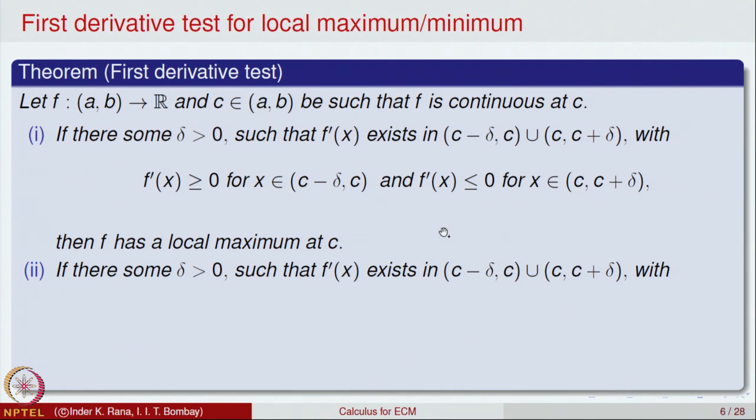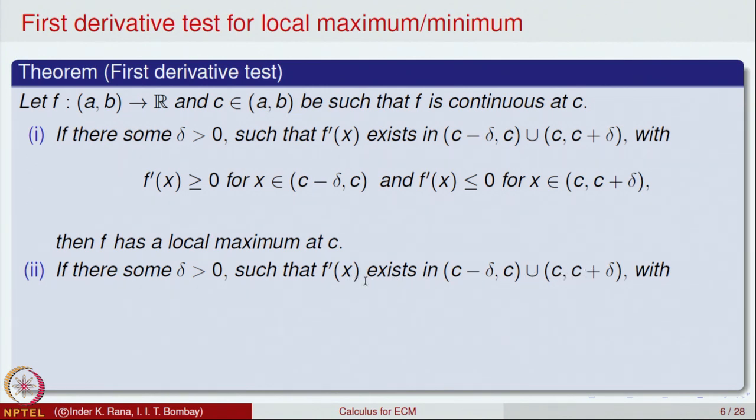And a similar condition is there for the local minimum, that there is a delta bigger than 0 such that the derivative exists in the neighborhood around C except at the point C. Such a neighborhood normally is called a deleted neighborhood, because this is a neighborhood around the point C, from C minus delta on the left to C plus delta on the right, and only the point C is omitted from it. So, from an interval C minus delta to C plus delta, if you omit the point C, you get a union of two disjoint open intervals. So, this is called the deleted neighborhood of the point C.